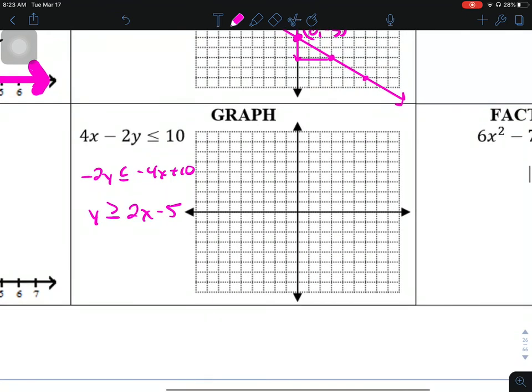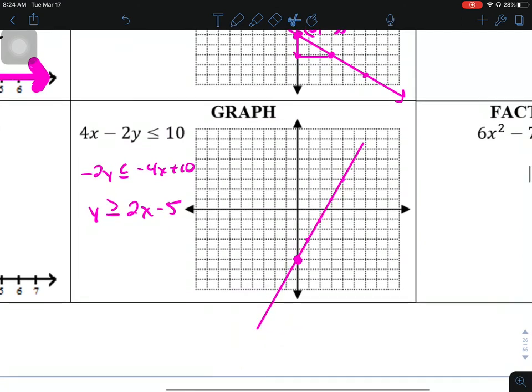My y-intercept's -5. My slope is 2 over 1. I go up 2 and to the right 1, up 2 and to the right 1. Since this says greater than or equal to, the equal to means this is a solid line. If it just said greater than, it'd be dashed.